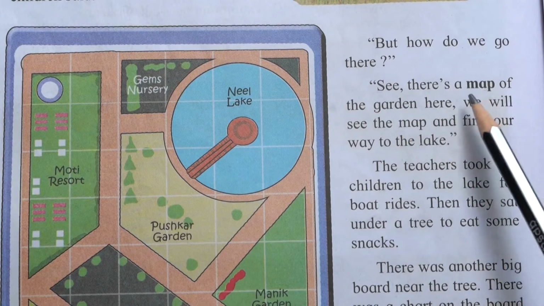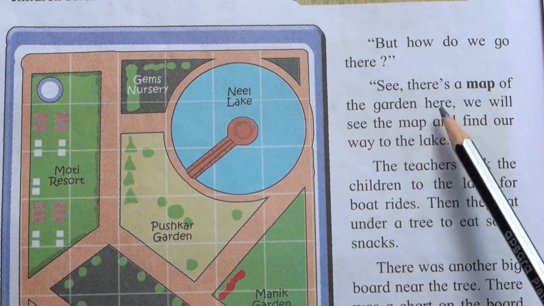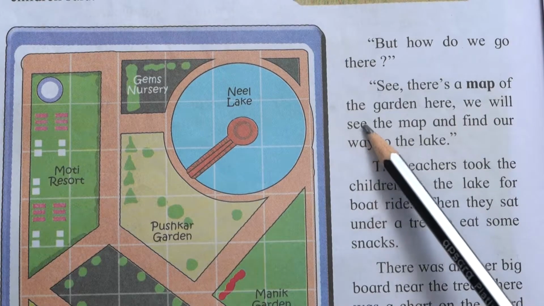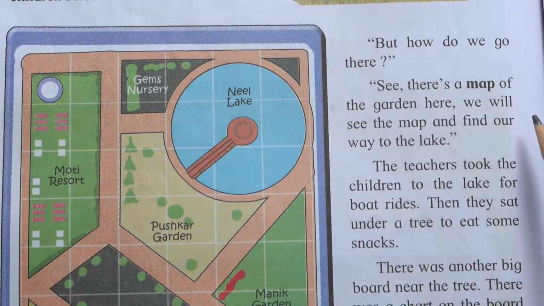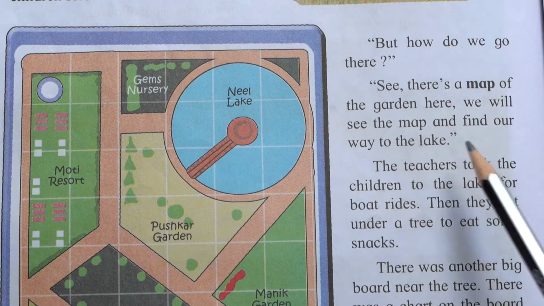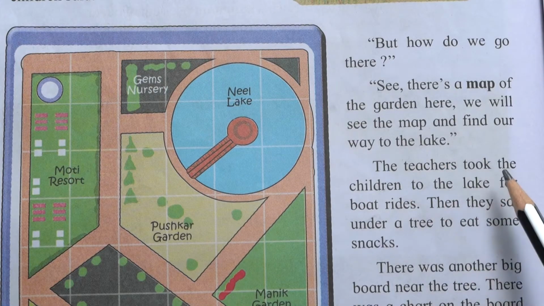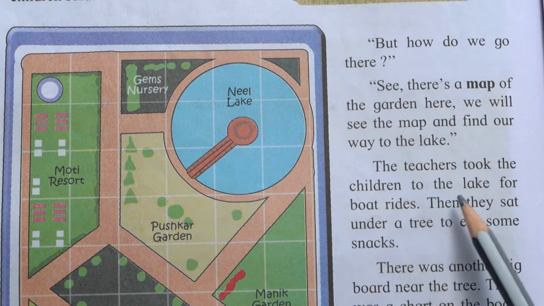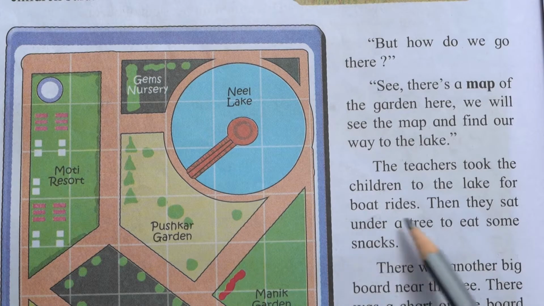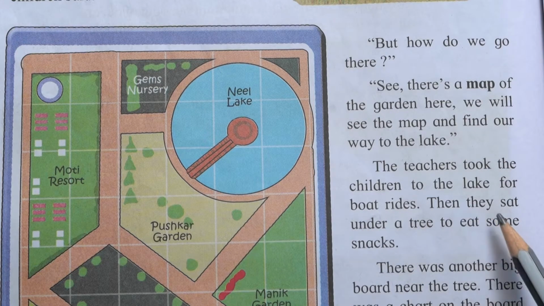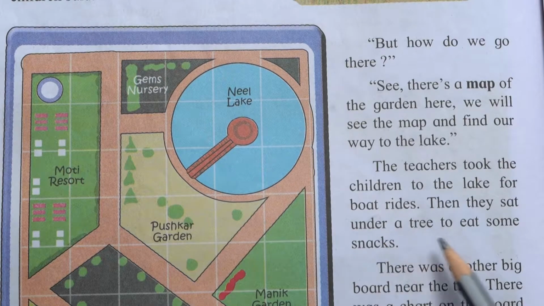But how do we go there? See, there's a map of the garden here. We will see the map and find our way to the lake. The teachers took the children to the lake for boat rides. Then they sat under a tree to eat some snacks.